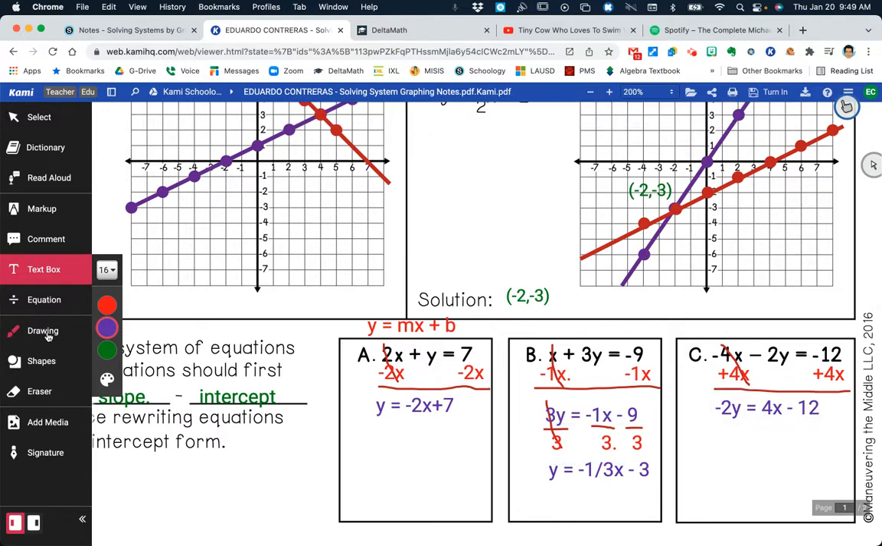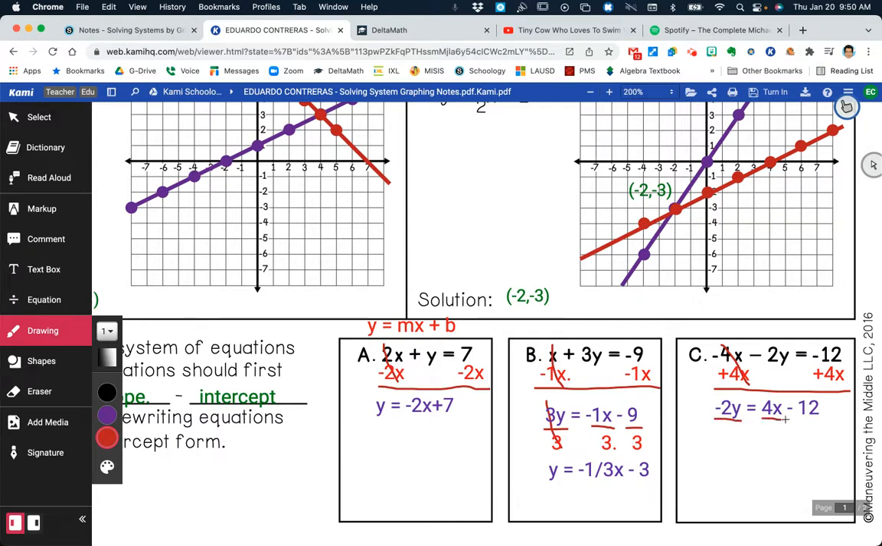Let me grab my drawing tool again. I'm going to make 3 little division bars and divide out the negative 2.